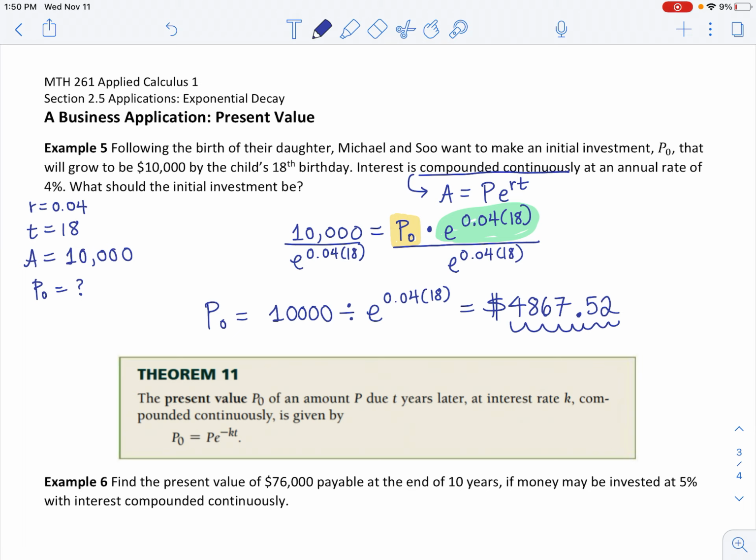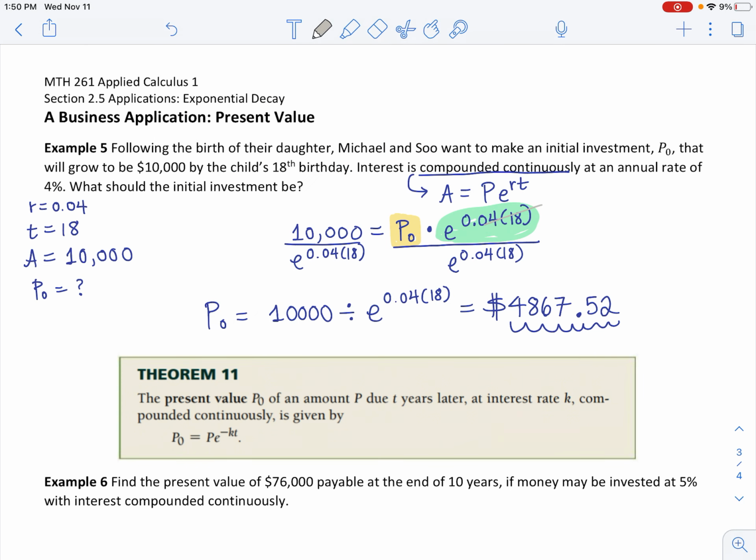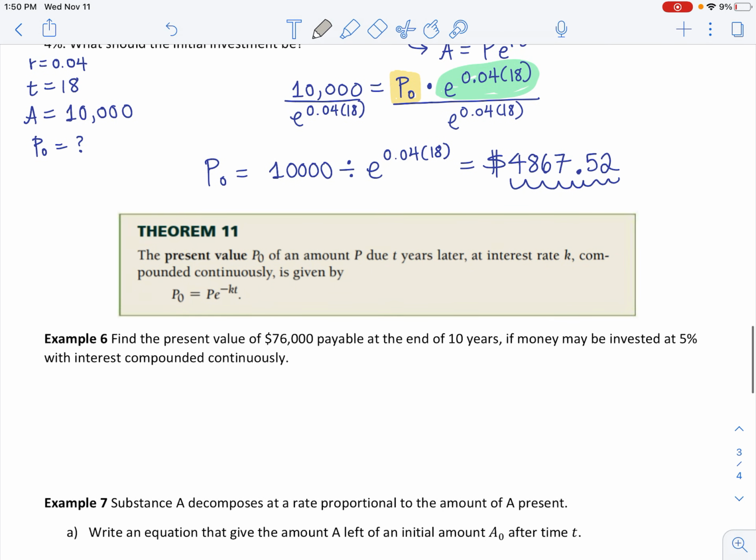and then I can just wait 18 years, and when my princess becomes 18 years old, I will give her $10,000. But this problem was kind of solving backward, right? As long as we know how to write the equation, the solving part wasn't too difficult because we were able to just cancel out by dividing, right?